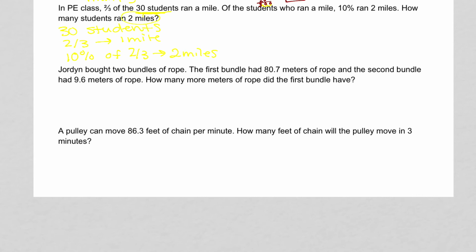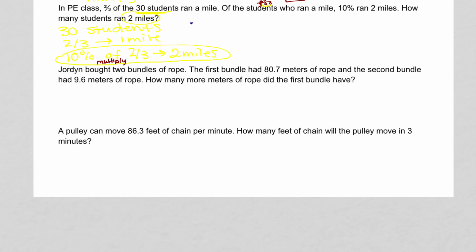Well, good thing we just set that up right here. We know that it's going to be 10% of 2/3. And from the problem before, we know that "of" is a code word for multiply, right? So we're kind of doing the same thing that we just were. We know that 10% times 2/3 is what we're looking for.